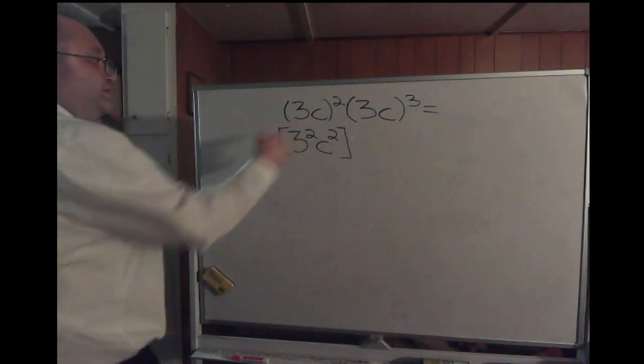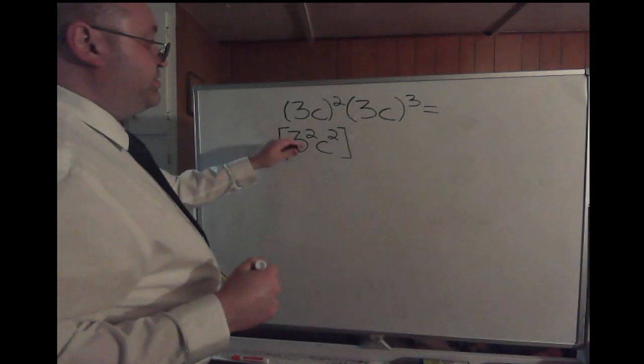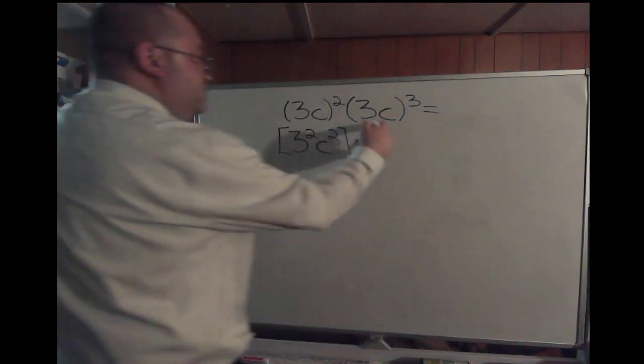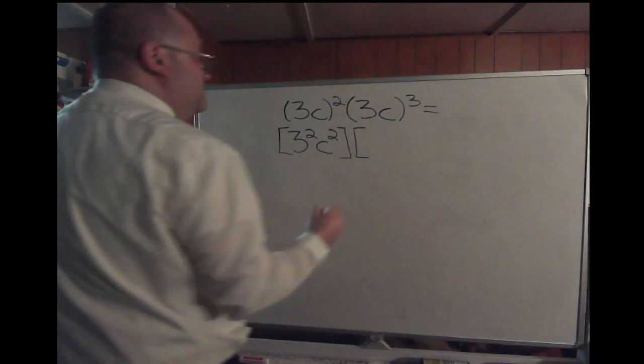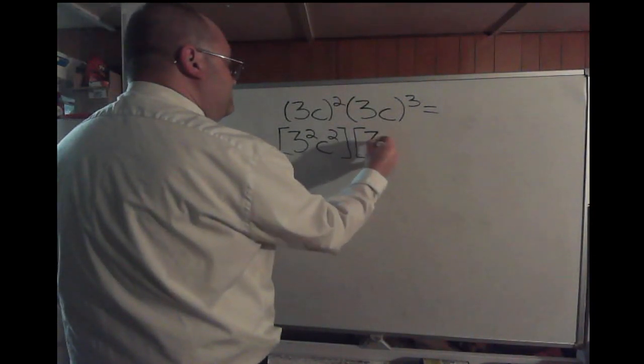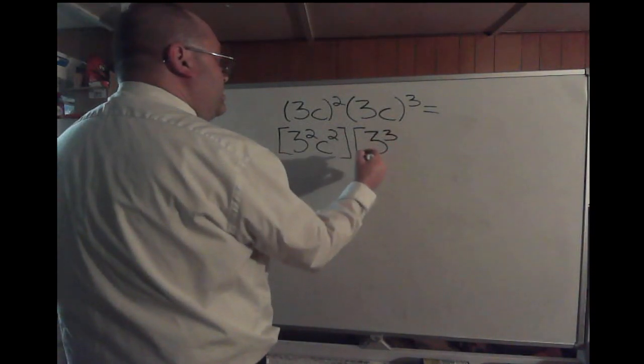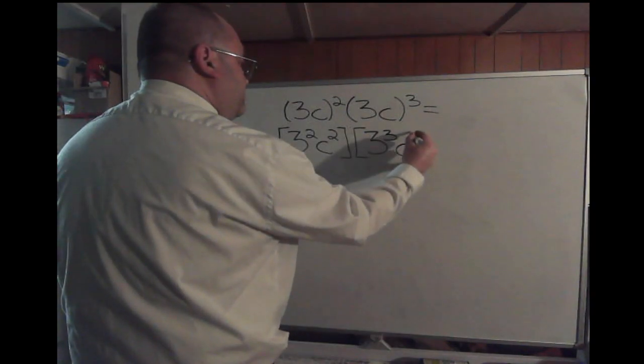Now you've dealt with your second power with the 3 and the c. Now you're going to deal with the third power with your 3 and c. Create a second set of brackets. You'll take all that times 3 to the third power times c to the third power.